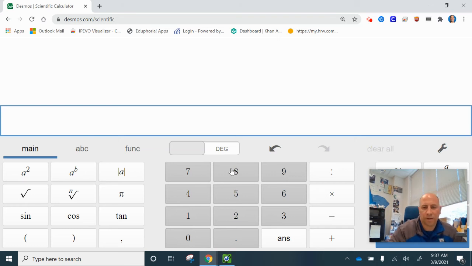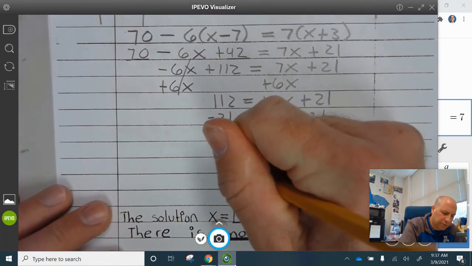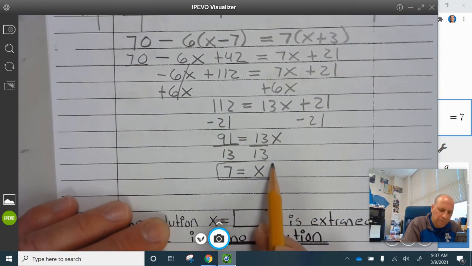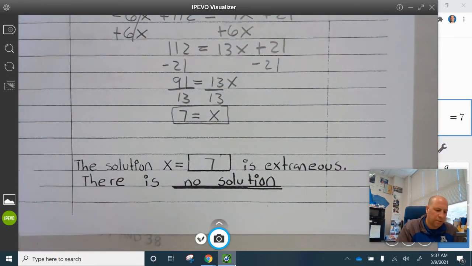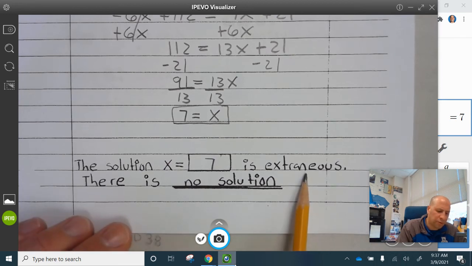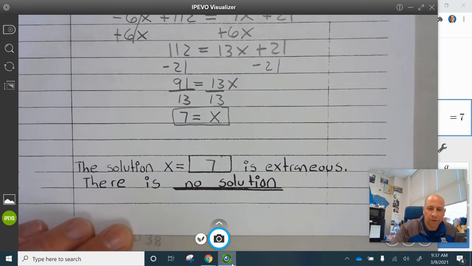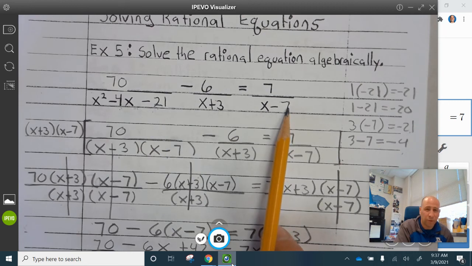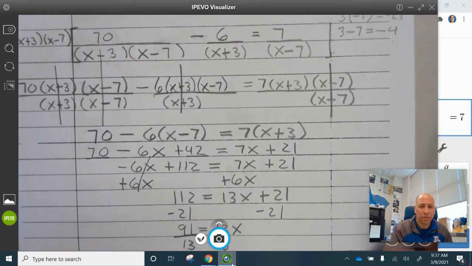So then 91 divided by 13 is 7. So 7 equals x. Okay, so the solution is x equals 7. Now, I wrote here that it's extraneous, so that means we probably need to check and see why it says extraneous, okay? So what we're going to do is plug 7 back into the left side and the right side. Now, if they're equal, it's a solution, but if they don't, it's extraneous and it's no solution, okay? So let's do that now.